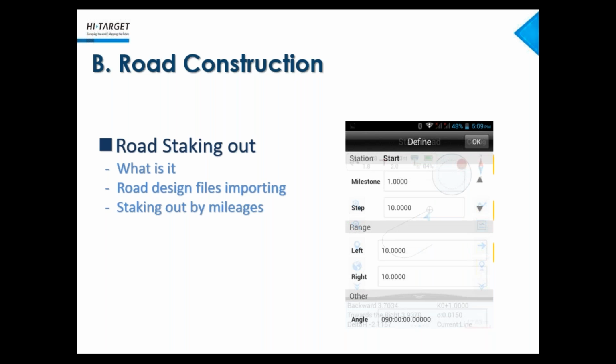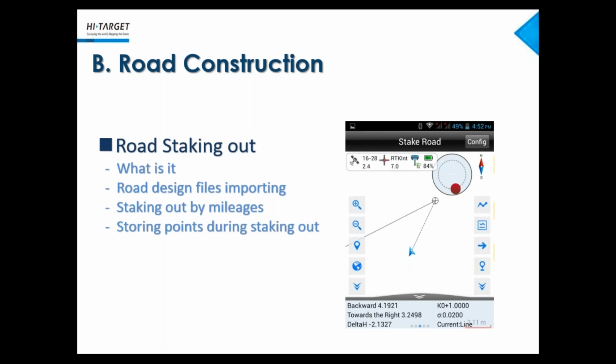Then we may find there's a milestone 1, and then there's a step. The step means the interval of each milestone. So that means after you have collected 1 point, or you had staked out 1 point, and then you click the button again in this interface, the milestone will be 11 automatically. Then we store in the points during the stakeout. That is what we usually do.